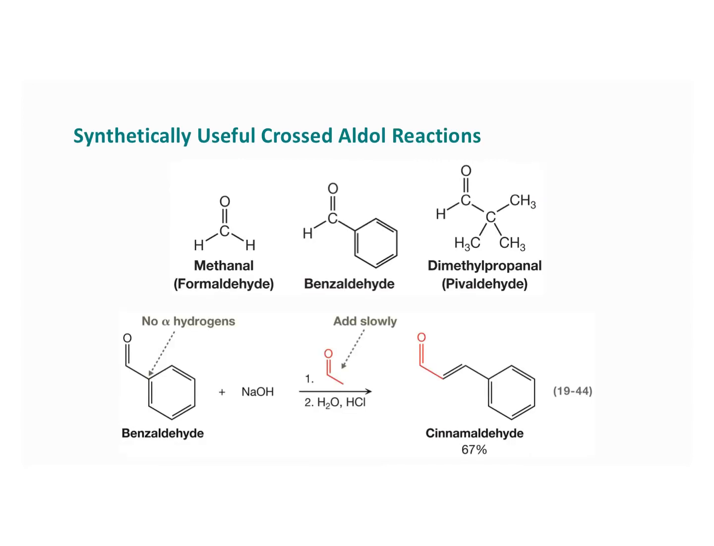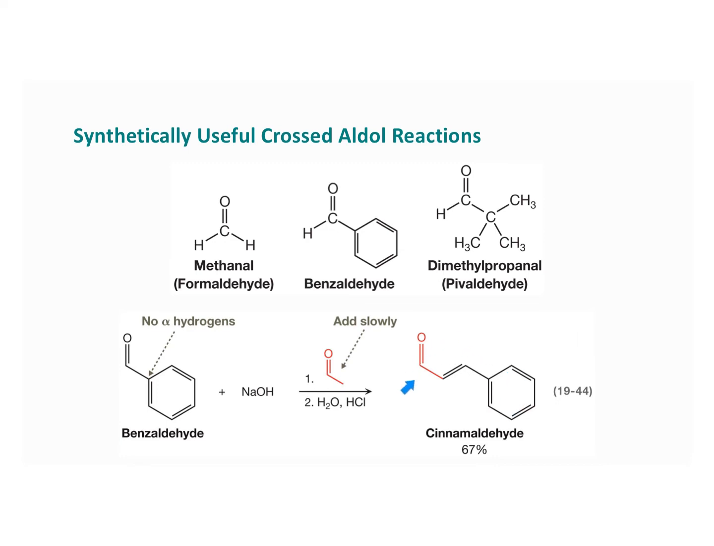One way around this is to use an aldehyde that has no alpha hydrogens, like methanal, or benzaldehyde, or dimethylpropanal. So if an aldehyde with alpha hydrogens is slowly added to a basic solution of an aldehyde without alpha hydrogens, one primary aldol product is formed, okay? And here we're forming cinnamaldehyde, which is one of the molecules found in cinnamon. It gives it its characteristic flavor and odor, and so it's the principal component of the essential oil from cinnamon bark.